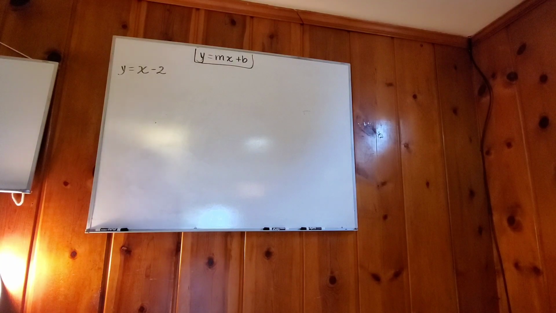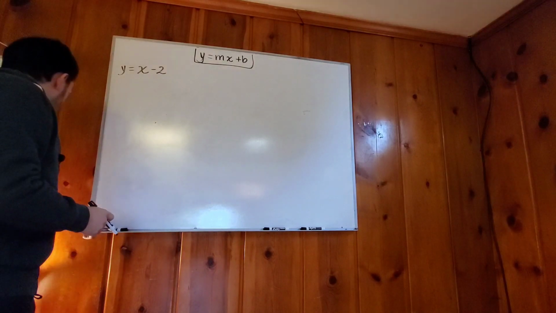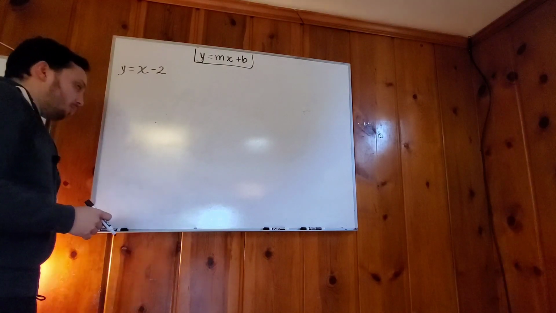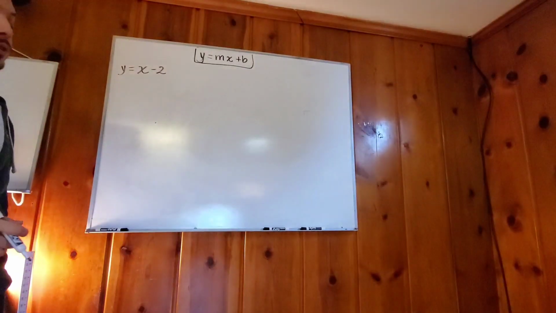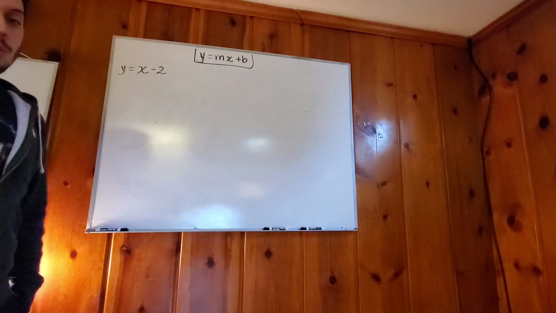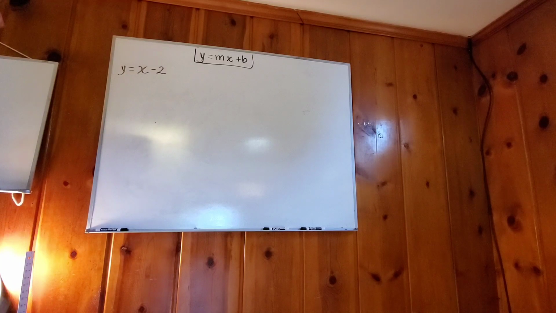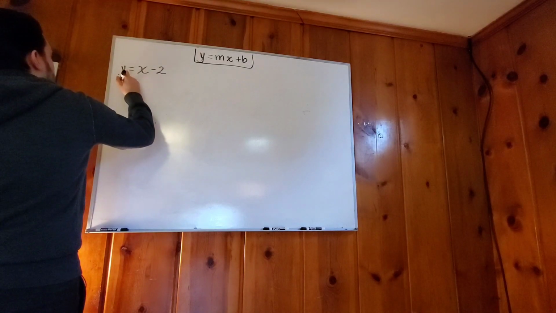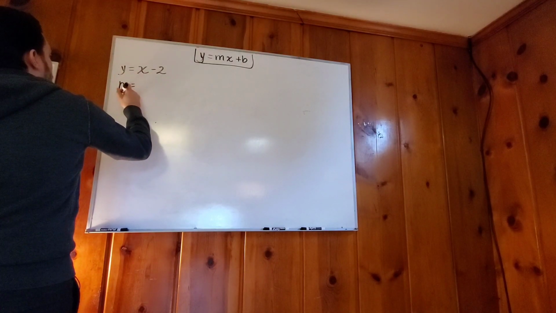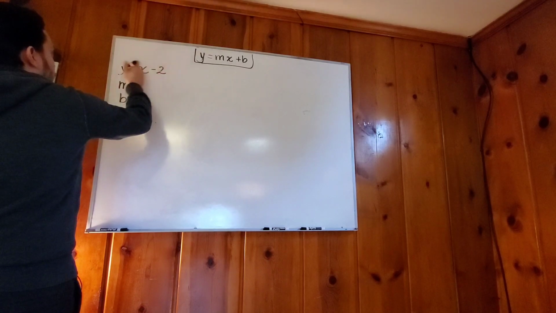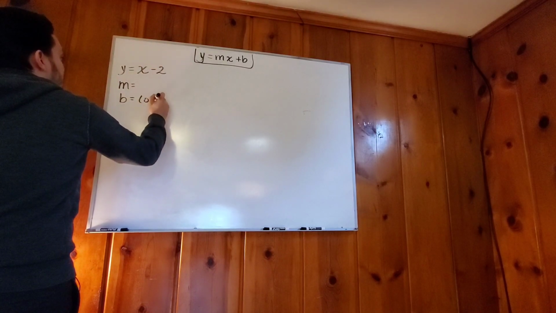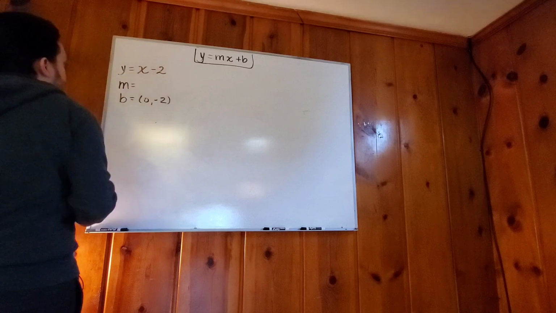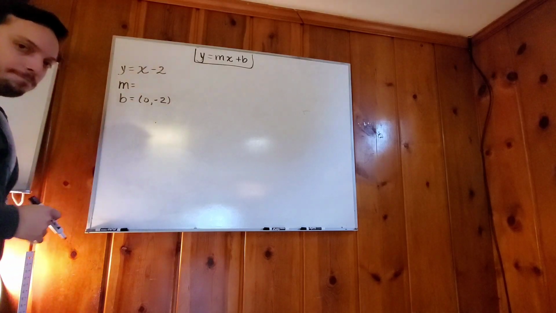All right, in example 3, we have the same question as in example 2, but it's a different equation altogether. So they say, why don't you just graph that? The first thing I'm going to do is find my slope and my y-intercept. My y-intercept is going to be 0, negative 2, because it's a negative 2 right here. Pretty easy.